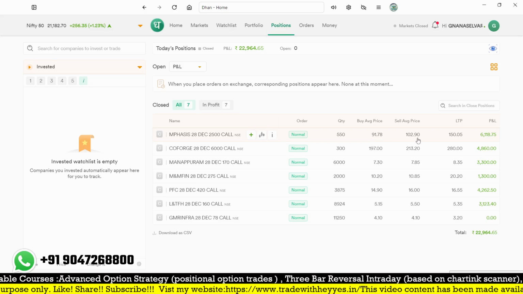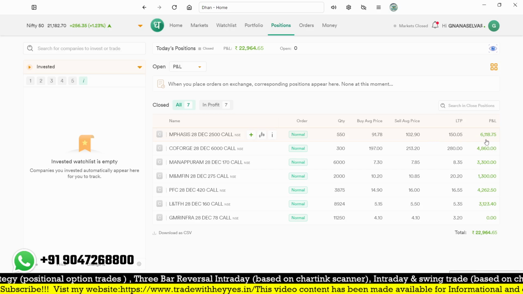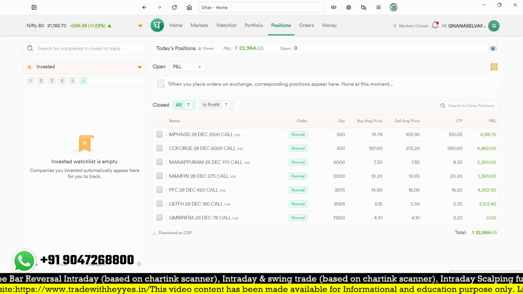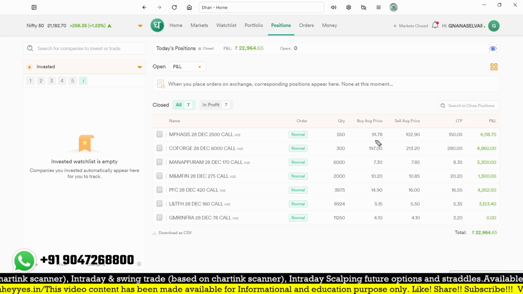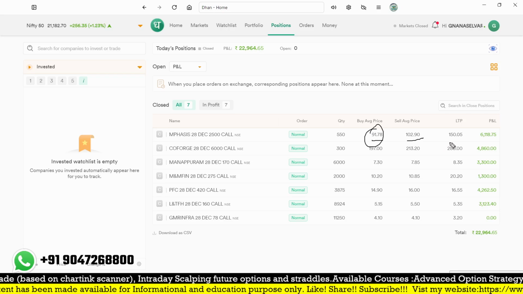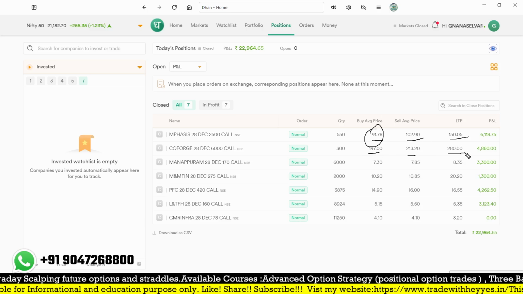I exited at 102, then it is giving you 6,000. That's good enough, and it closed. You can look at the closing price. But if you are patiently waiting, there is a good move. So I'm just doing quick scalping. 91, 102, closed at 150. 197, 230, closed at 280.